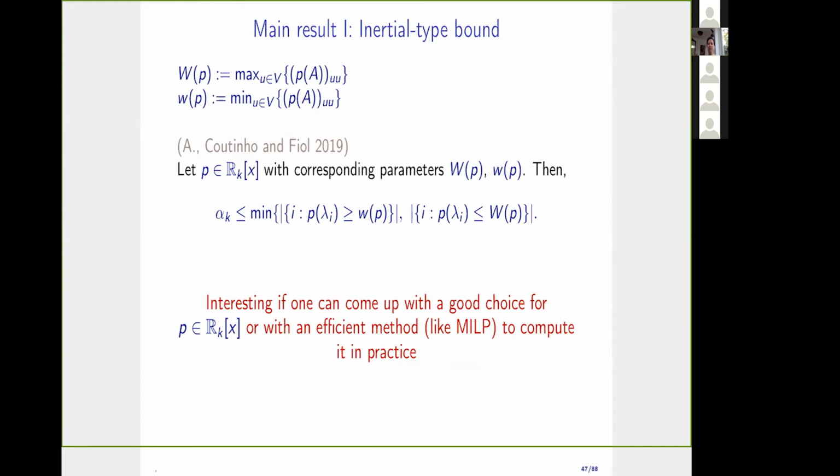And when is this bound actually interesting? Because it's a very generic bound for any general graph. But this is only good if you can come up with a good choice of this P, right? Otherwise, it's not so useful a bound. So later in the talk, we will see that we can optimize this bound. We can provide a method to calculate this polynomial, the best polynomial for each graph in practice. So in practice, this bound is useful.